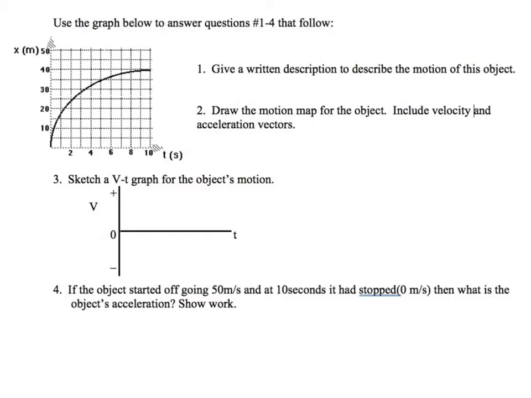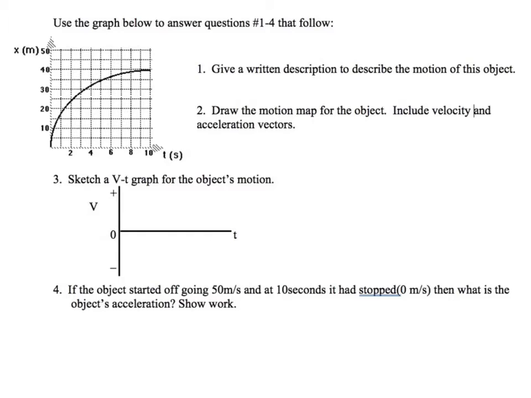Well, what is the slope? Well, it's a curve, so it doesn't have just a single slope. So what does that mean? It means the slope is changing. And if the slope is velocity and the slope is changing, then the velocity is changing. Now, how is it changing?